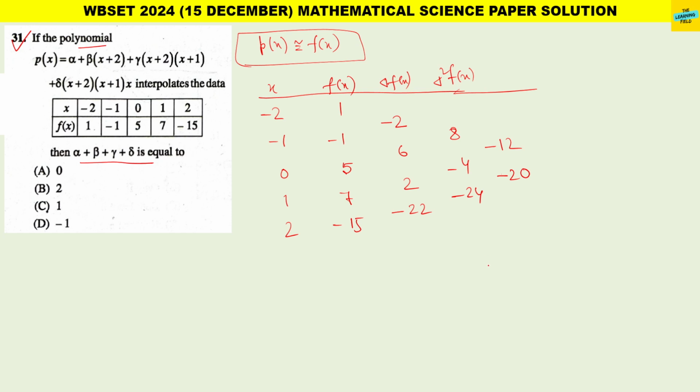And this is the constant term in the polynomial. This is the coefficient of x. This is the coefficient of x square, and this is the coefficient of x cube. Fine.